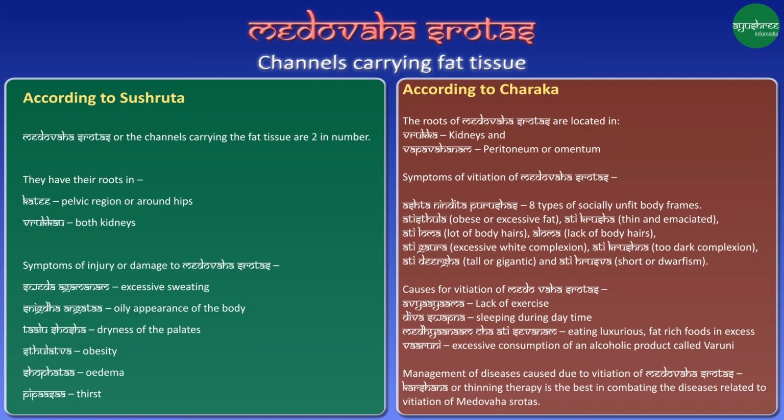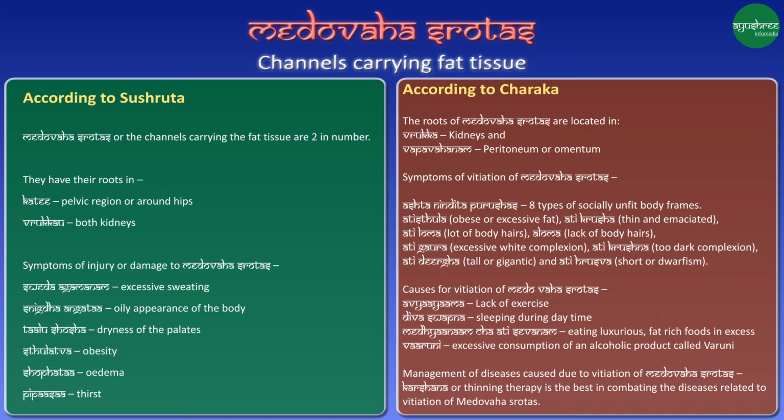The vitiation of Medovah Srotas will lead to the manifestation of 8 types of socially unfit body frames. They are Atisthula, that is excessively fat, Atikrusha, that is thin or emaciated, Atiloma, that is lot of body hair, Aloma, that is lack of body hair, Atigaura, that is excessive white complexion, Atikrushna, that is too dark complexion, Atidirgha, that is tall or gigantic, and Atihrasva, that is short or dwarfism. All these seem to be diseases or body frames related to hormonal imbalances.